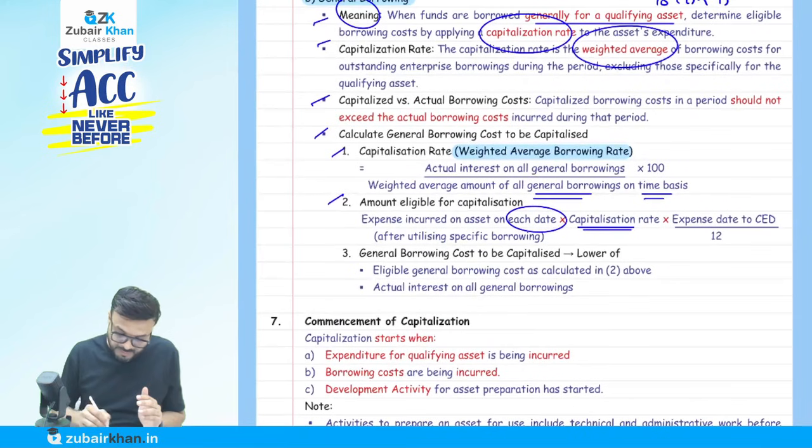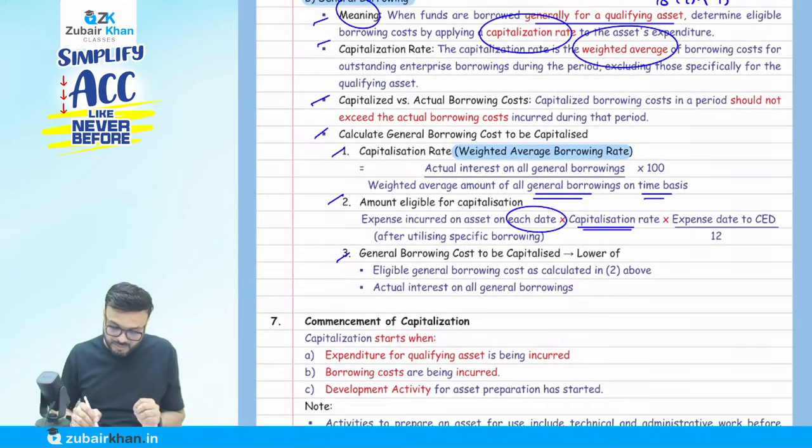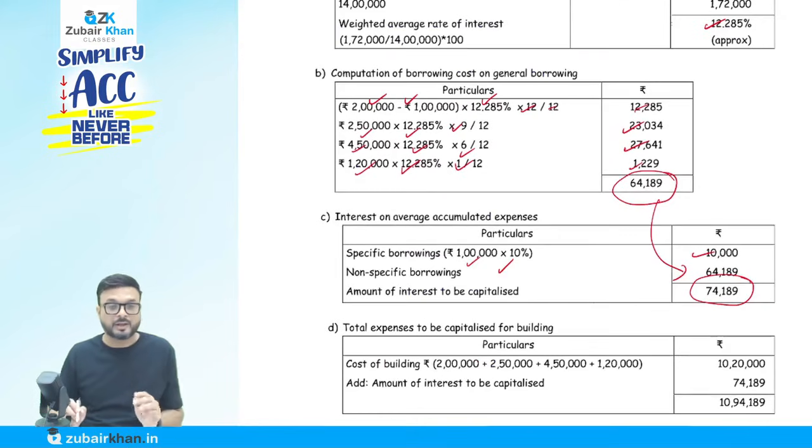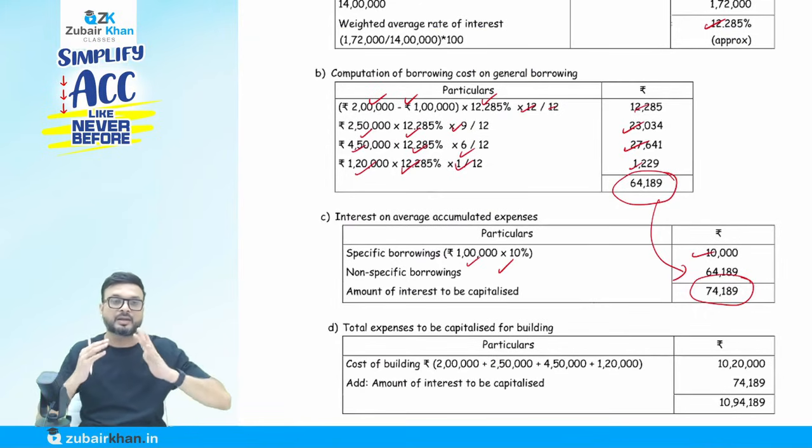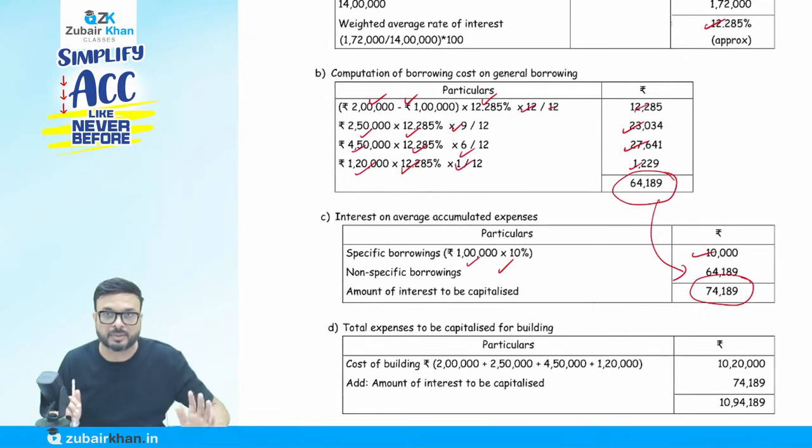So what it says, search the general borrowing to be capitalized here. Obviously, they are basically saying in point number 3 that the amount that you are going to capitalize should not be more than the amount that we have incurred. Obviously, the amount we have incurred is the maximum we can capitalize. Okay, so how much is the total amount of borrowing cost that should be capitalized? On general borrowing, that is 64,189, and on specific borrowing that was 10,000. This is the total amount we'll capitalize.